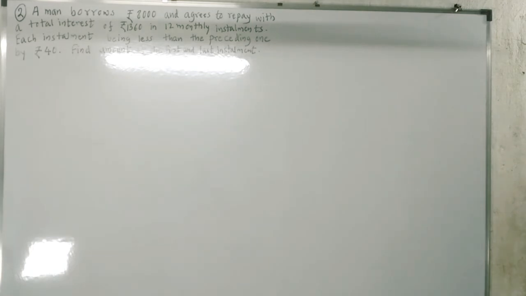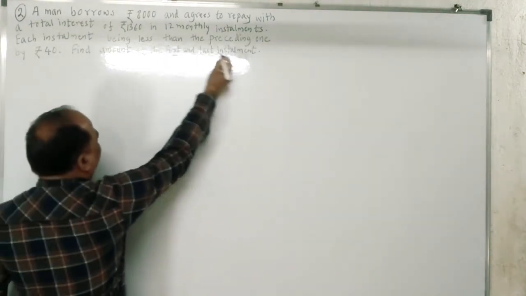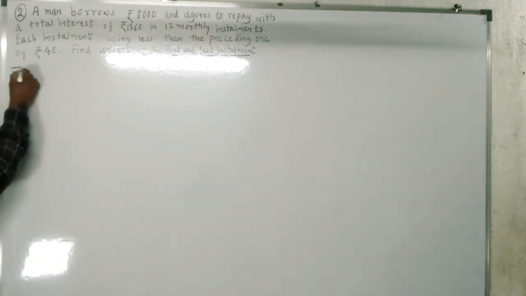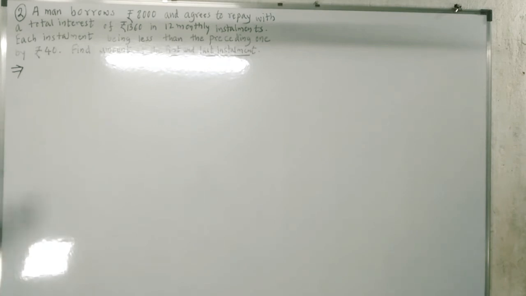Second example. A man borrows rupees 8,000 and agreed to repay with a total interest of rupees 1,600 in 12 monthly installments, each installment being less than the preceding one by rupees 40. Find the amount of the first and the last installment. Now, this example is based on arithmetic progression. So, the installments are in AP.